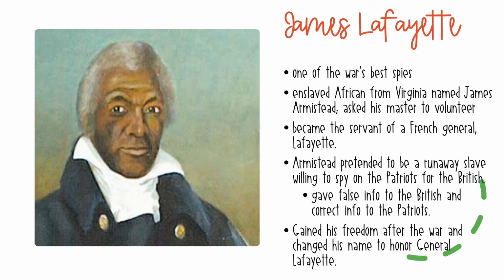One notable African from Virginia ended up being one of the war's best spies. James Armistead asked his master's permission to fight in the war. He ended up serving under French General the Marquis de Lafayette. Together, they came up with a plan for Armistead to pretend to be a runaway slave spying for the British. Only he was really going to spy on the British. He gave false information to the British while giving real intelligence to the Patriots. At the end of the war, he was granted his freedom, and Armistead chose to change his name to James Armistead Lafayette to honor the French general he served.